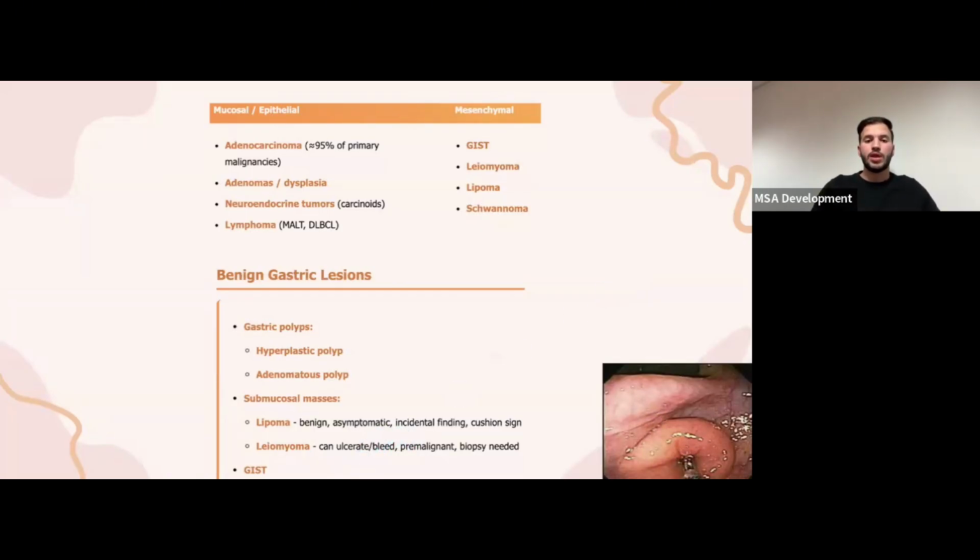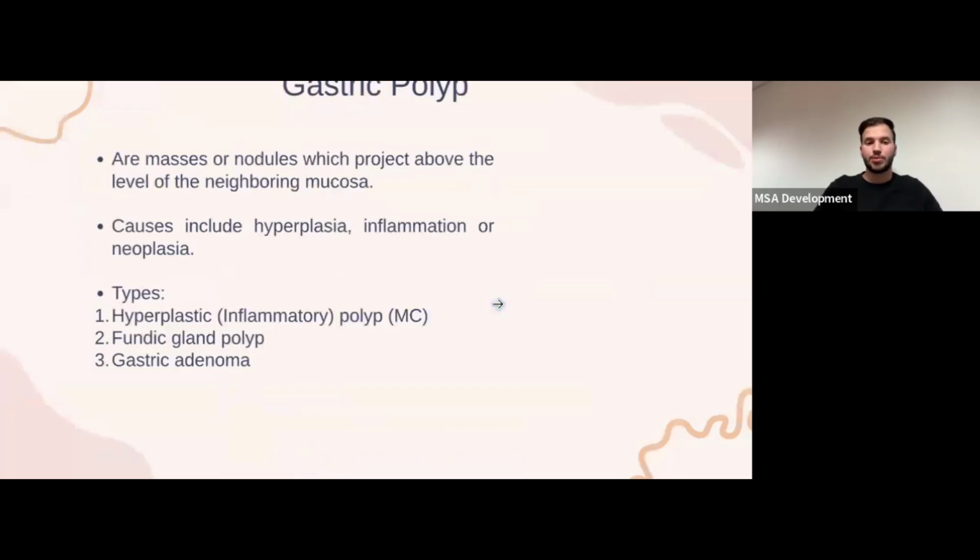Okay, let's start with gastric polyp. What are gastric polyps? Gastric polyps are masses or nodules that project above the mucosa surrounding it. And the causes include hyperplasia, inflammation, or even neoplasia. And we have three main gastric polyp types. We have hyperplastic or inflammatory polyp. We have fundic gland polyp. And the last one, gastric adenoma.